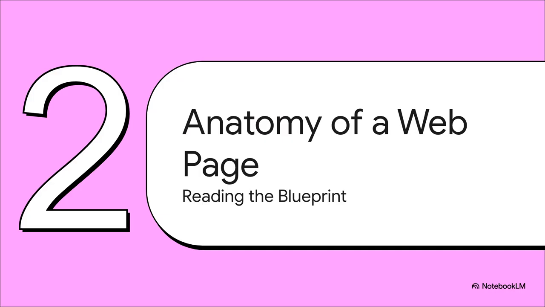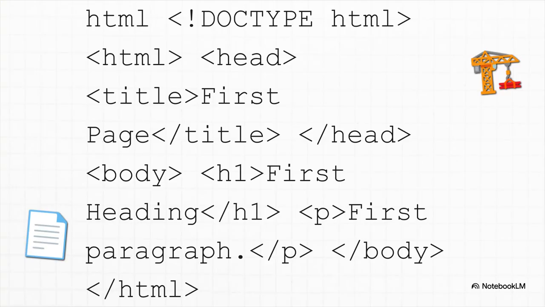So if HTML is the skeleton, how exactly are all the bones put together? Let's take a closer look at the actual blueprint for a really basic web page. Now, I know this might look a little codey at first glance, but trust me, it's way simpler than it seems. Think of it as just a set of nested labels. Right up at the top, that doctype part, that's just telling the browser, hey, what's coming next is modern HTML. Then you've got the HTML tag at the top and its partner at the very bottom. They act like a big container for the whole page.